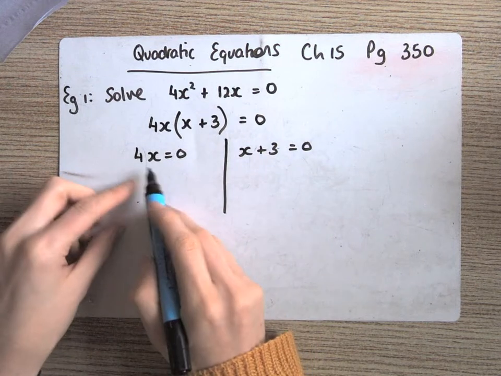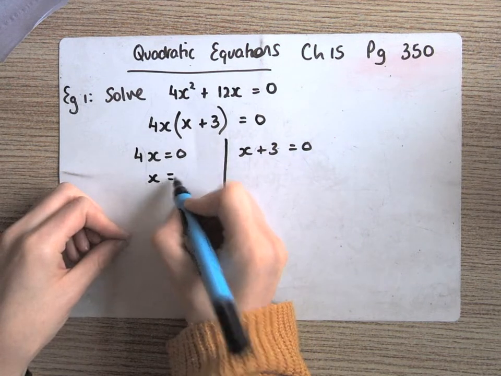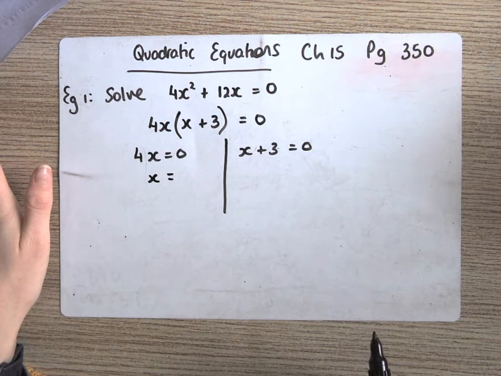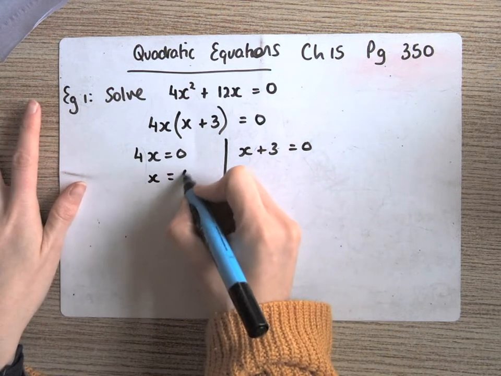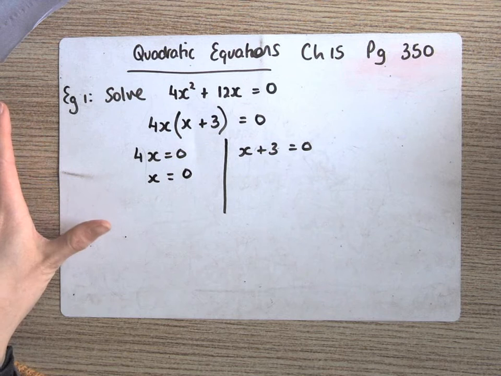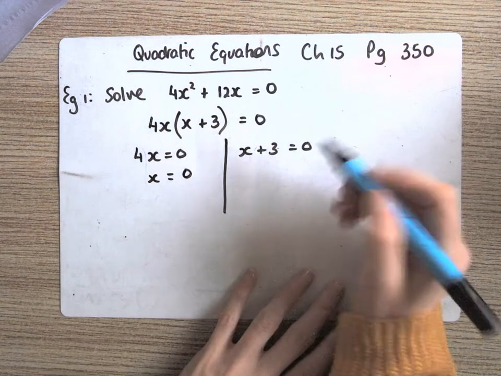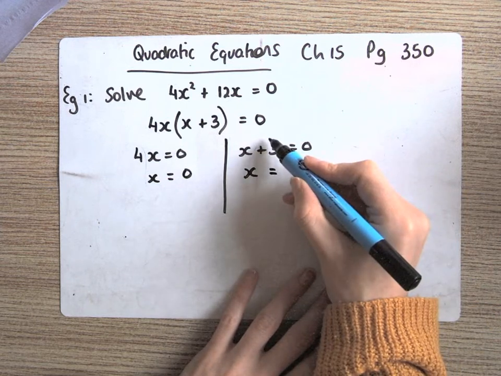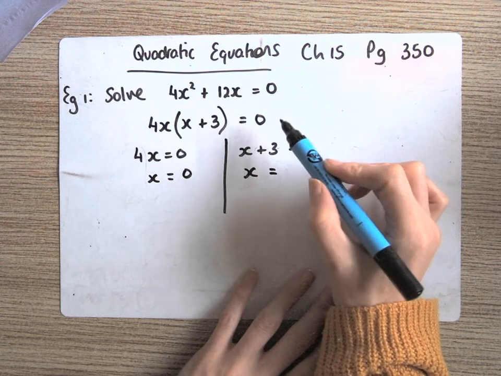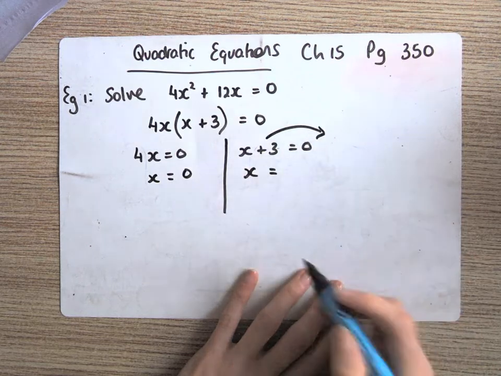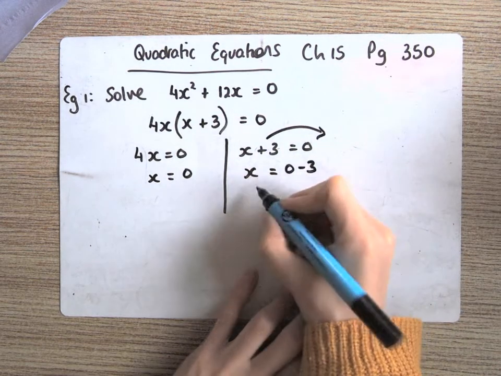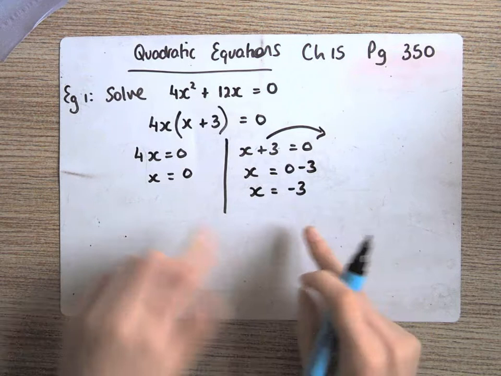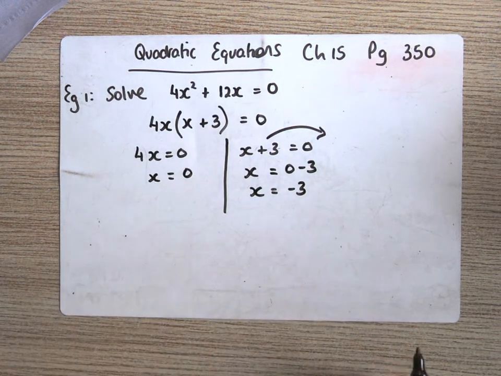Now, if 4 somethings is 0, what's x? 0 divided by 4, which is 0. Now, x plus 3 is 0. How do I get x on its own? Where does that 3 go? Over and becomes a minus. What's 0 minus 3? Minus 3. There's your two answers. x is 0 and x is minus 3. When we're solving something with an x squared, we're going to get two answers. So there's two x's.